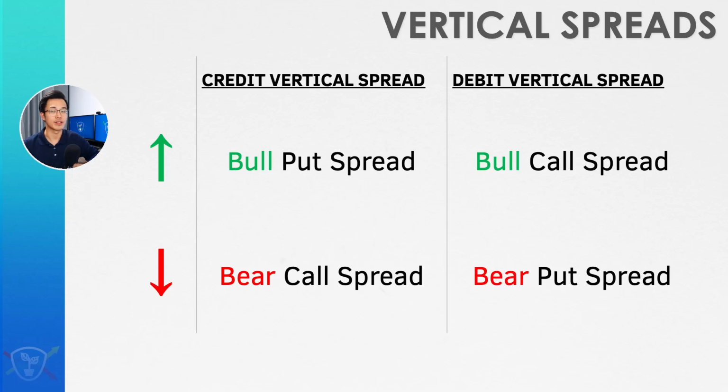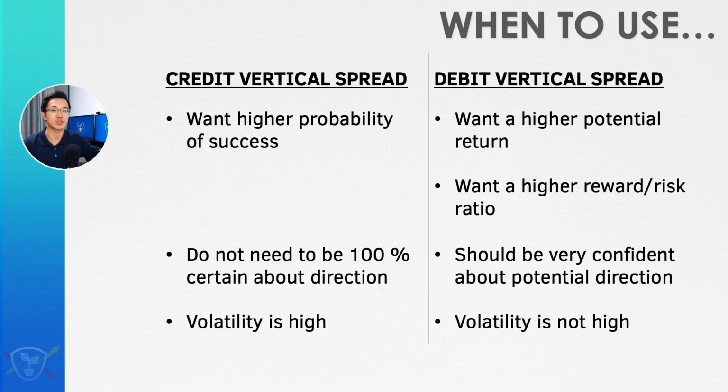So there we have it. These are the different kinds of vertical spreads that we can use based on the direction we think the stock price is going to move. And when we have an idea of direction, these are the considerations to take into account when deciding whether to use a credit or debit vertical spread.